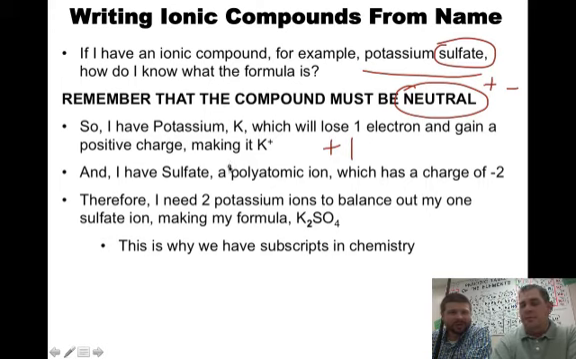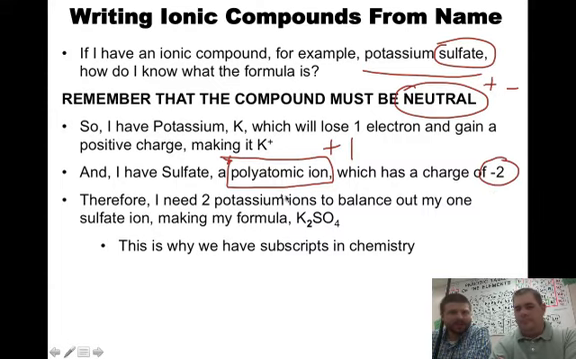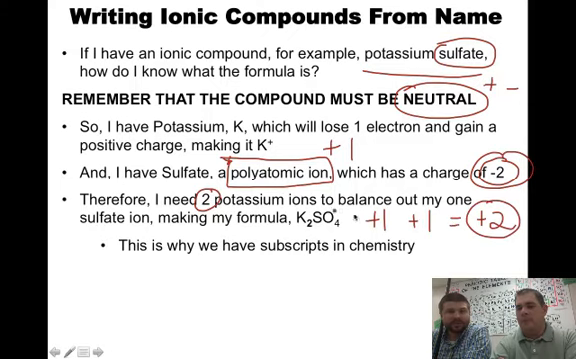I have a sulfate, which is called a polyatomic ion, which is two nonmetals put together. They usually have negative charges. There's one with a positive charge, but they're usually negative. Sulfate has a charge of -2. Therefore, to get neutral, I need 2 potassium ions, because a +1 and another +1 give me a total of +2, which will cancel out my -2. I'm always looking for a way to make these neutral.